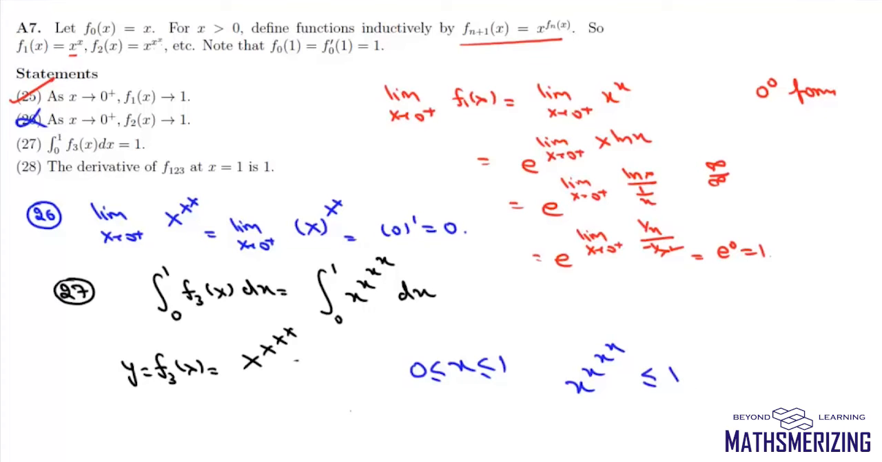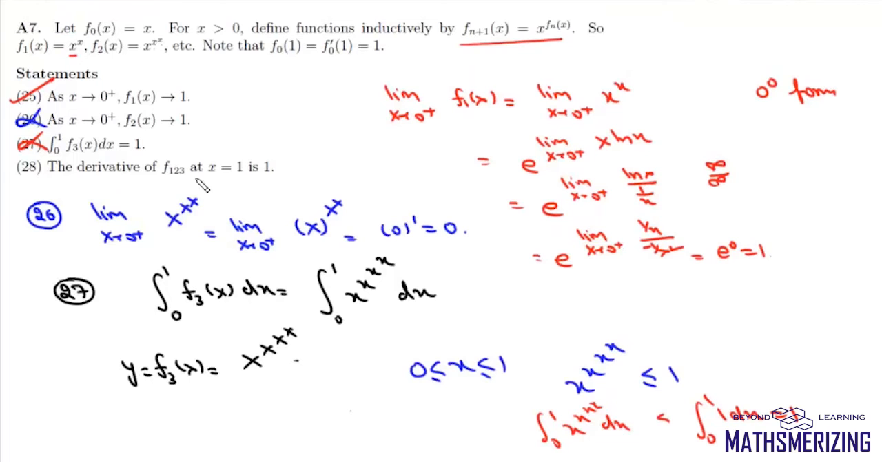Now if we take this integral from 0 to 1, x to the power x to the power x to the power x to the power x dx, it will be less than this integral from 0 to 1 dx, as this function is not a constant function. Now this is 1. So value of this integral is always less than 1 and not equal to 1. That means this statement 27 is also incorrect.